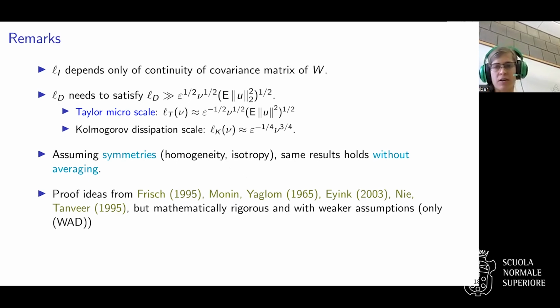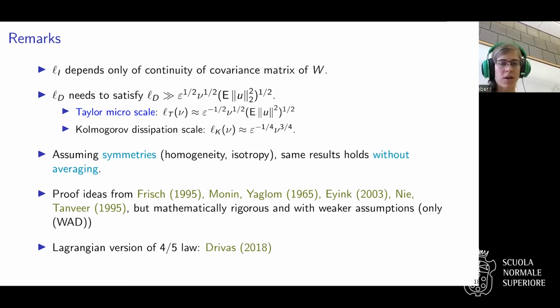Now, the proof ideas are borrowed from Frisch, the book by Frisch from 1995. We do need a relation, as I'll show you in a moment, that Monin and Yaglom described. Then there are also some ideas we use from Eyink and Ni and Tanveer. Ours is for the stochastic Navier-Stokes equations, and everything is mathematically rigorous besides also a mathematically formulated assumption. And I also want to mention that Theo Rivas proved the Lagrangian version of the 4/5 law in 2018.